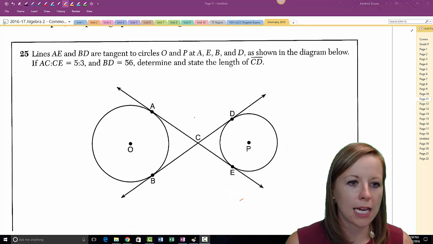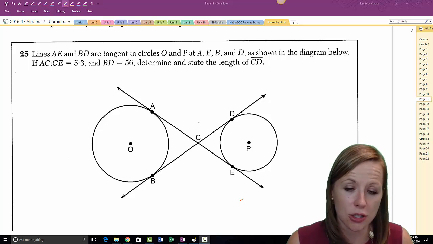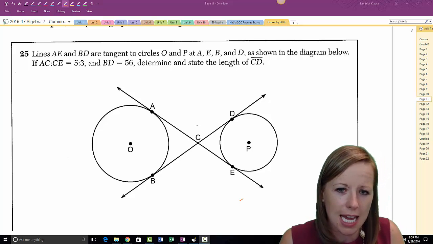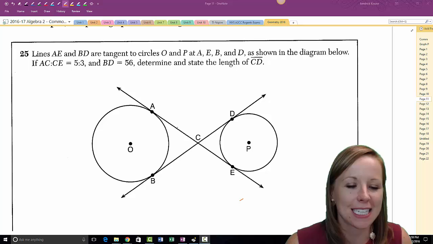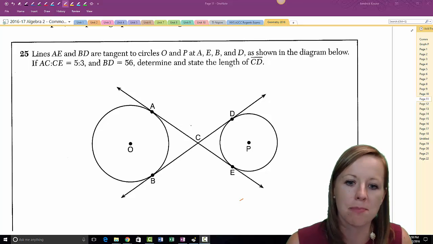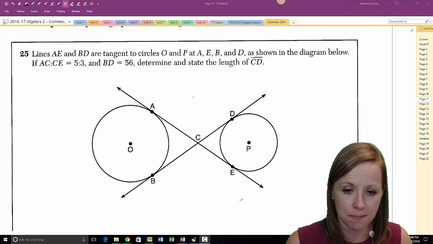Alrighty, so lines AE and BD are tangent to circle O and P at A, E, B, and D as shown in the diagram below. If AC is proportional to CE in the ratio of 5:3 and BD is 56, determine and state the length of CD.